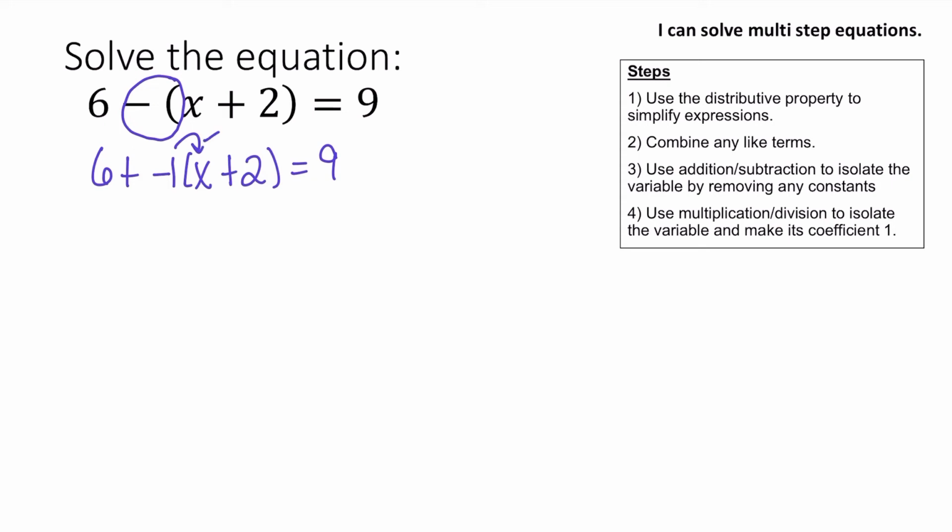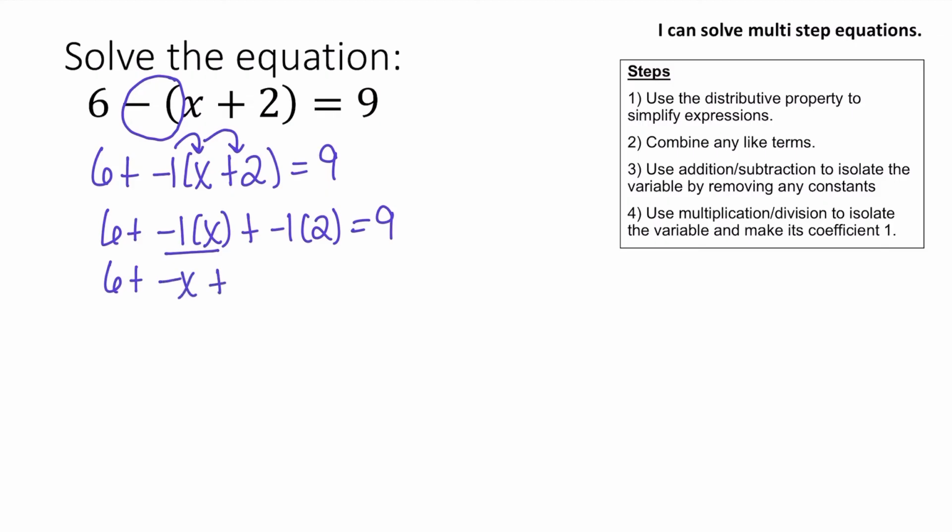So I'm going to distribute that negative 1. So I have 6 plus negative 1 times x plus negative 1 times 2 equals 9. So that gives me 6 plus negative 1 times x is negative x, plus negative 1 times 2 is negative 2, and that equals 9. So now I have all these double signs flowing around. So I have plus negative, which, remember, turns into a subtraction sign. So I have 6 minus x minus 2 equals 9.